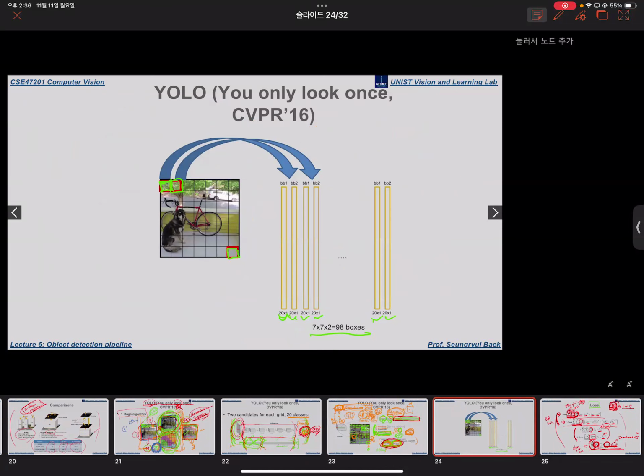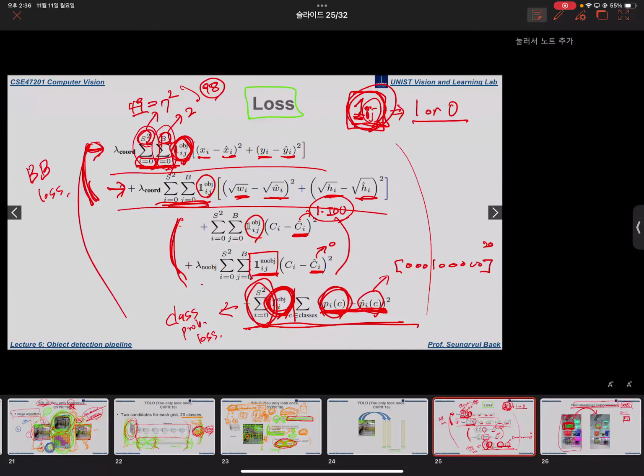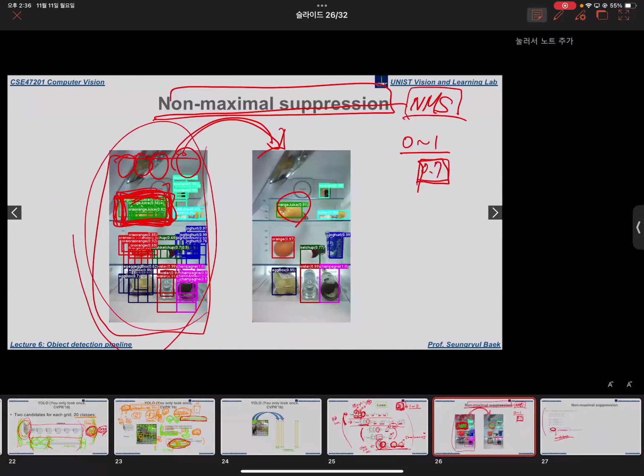And after getting this amount of bounding boxes, actually we get 98 bounding boxes from the overall image. When you get the bounding boxes, it would be like this: for the same object, lots of bounding boxes are estimating the same object. So we have to somehow filter out the best bounding box among them. That is the algorithm called non-maximal suppression.